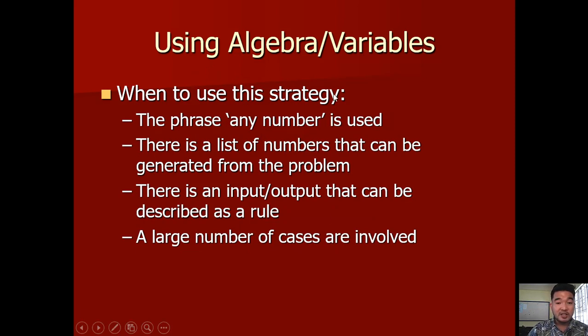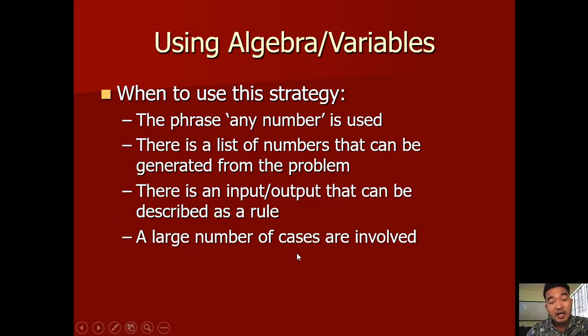And then when to use this strategy, the phrase any number is used. Kapag daw merong any number, ginagamit natin itong strategy na to. Any number that can be represented by a variable, a letter, a known variable, anything. There is a list of numbers that can be generated from the problem. There is an input or output that can be described as a rule, and a large number of cases are involved. Kapag pwede siyang ma-generalize, then we are using this strategy, okay?